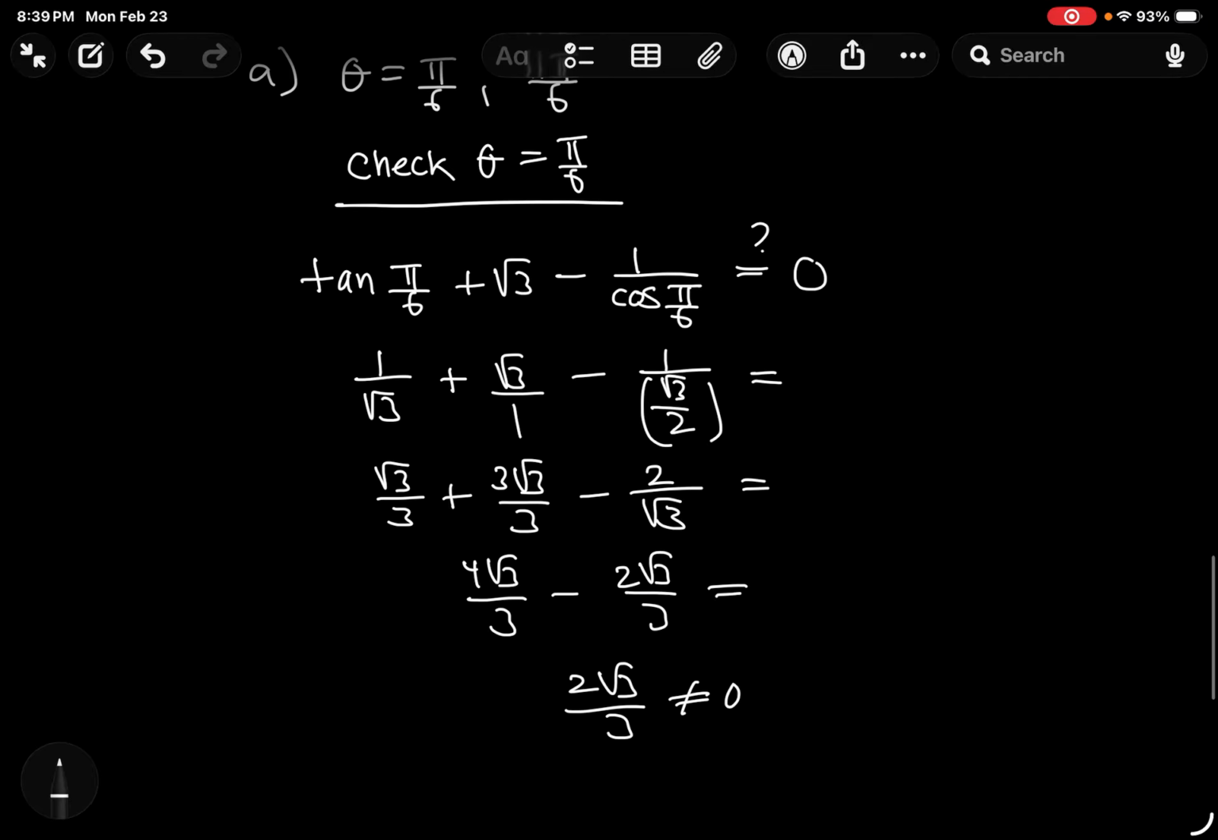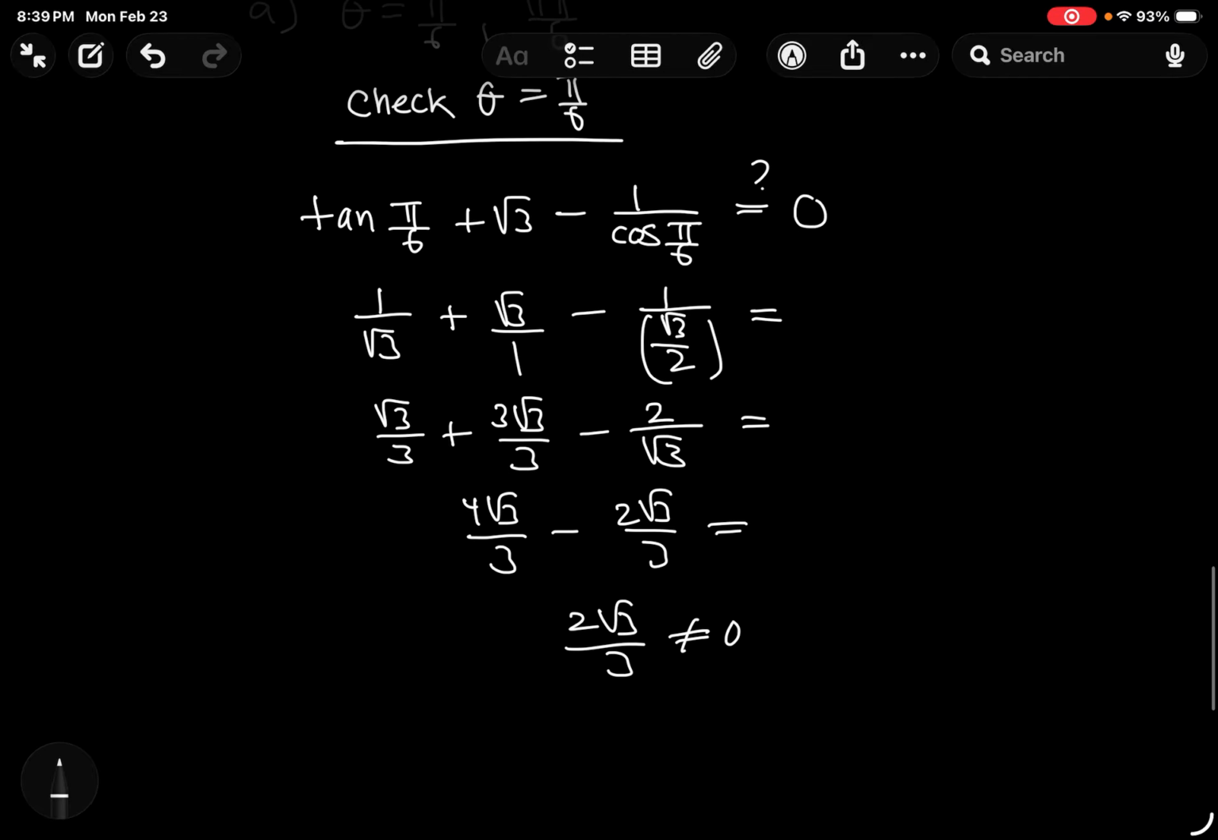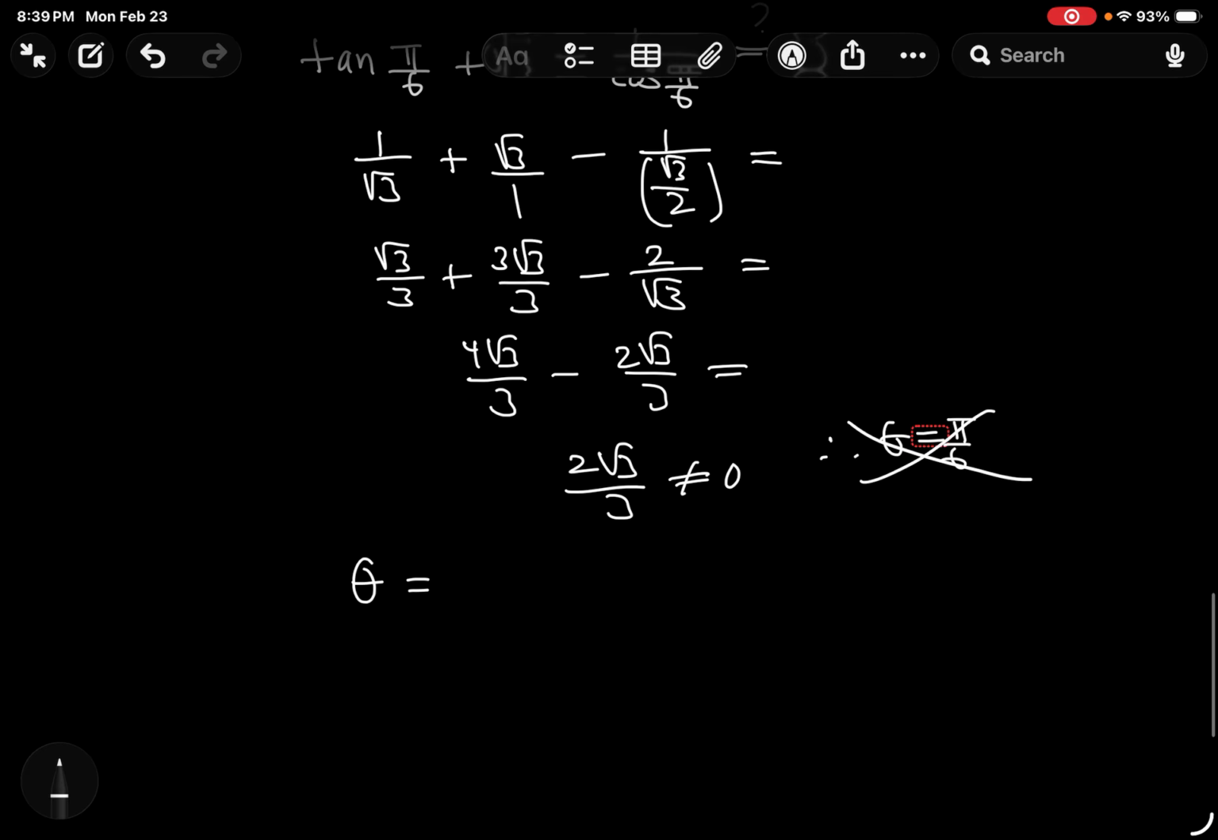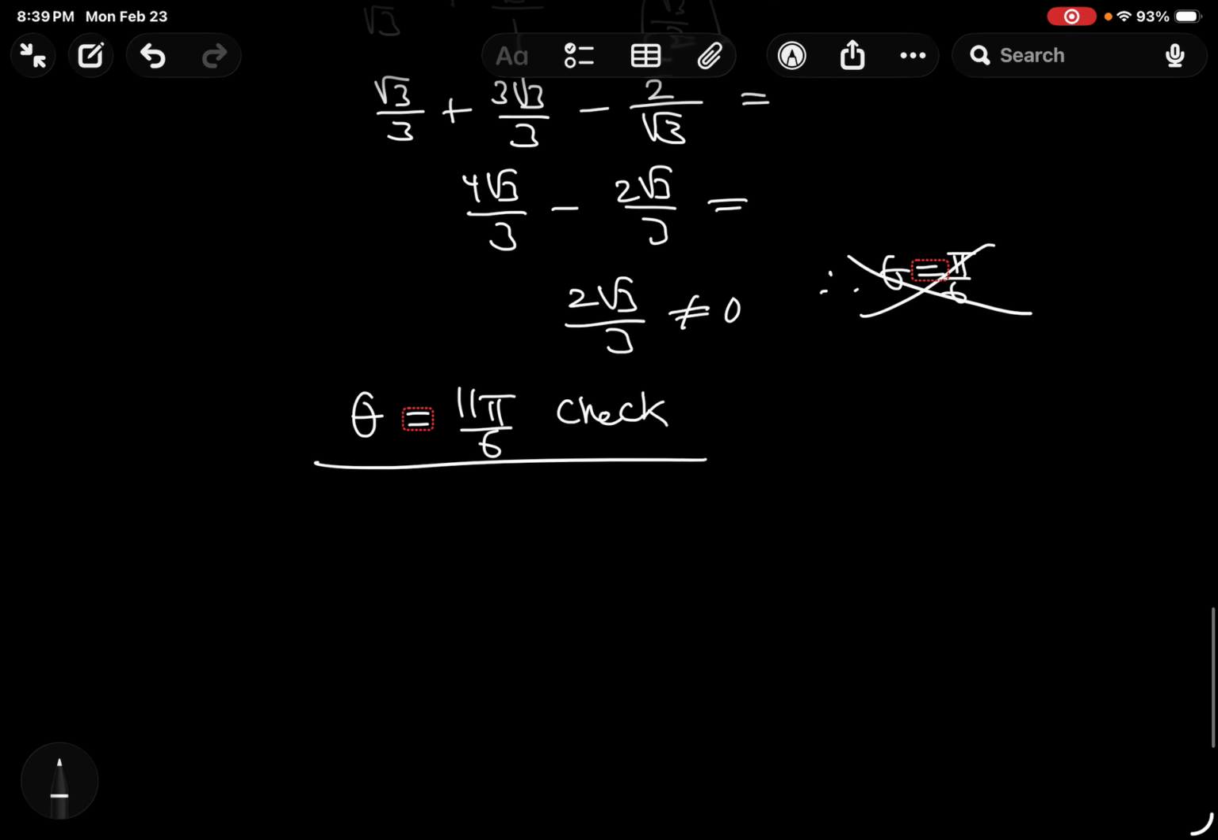So what that tells you is that pi over 6 is extraneous. Okay, so we can cross that one off. All right, so let's check theta is equal to 11 pi over 6. Let's see if this one works in the original.